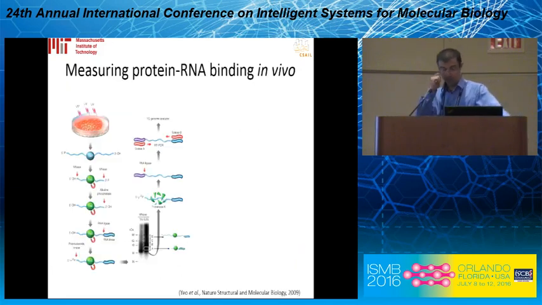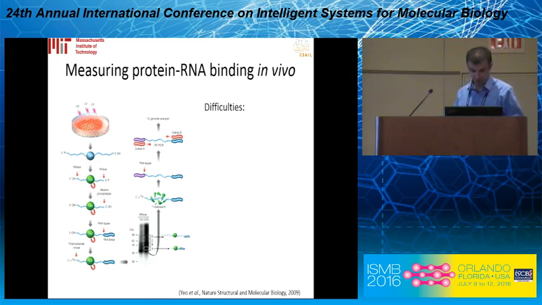So how do we measure protein-RNA binding? We can do this in vivo using the CLIP protocol, where we start by cross-linking the protein to the RNA. That goes through some digestion process, size selection, pulling down the bound RNA, breaking the protein, and sequencing the bound RNA molecules. But what are the disadvantages and difficulties in this protocol?